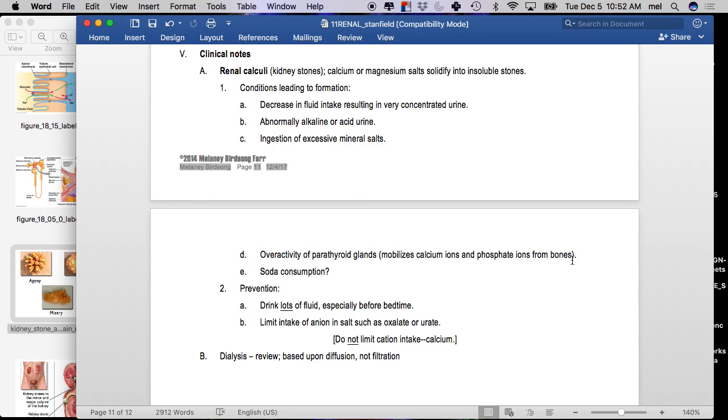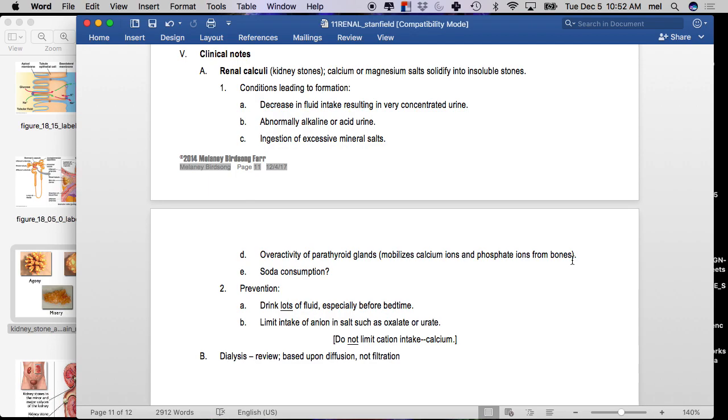I was like, okay, so anyway, abnormally acid or alkaline urine, ingestion of excessive amounts of mineral salts, but not usually the good ones, will get you. Excessive amounts of sodium, excessive amounts of potassium. You don't want sodium oxalate, sodium urate, potassium oxalate, potassium urate. That'll get you. And then what if you have overactive parathyroid glands? You're going to have too much calcium in your urine, right? Too much calcium in your blood.